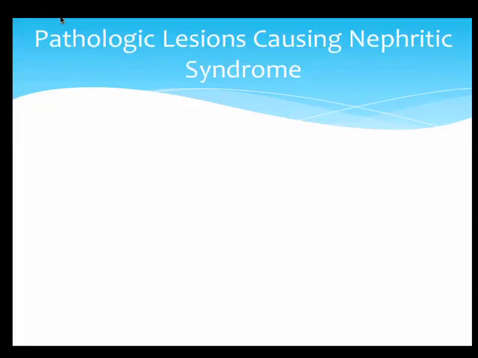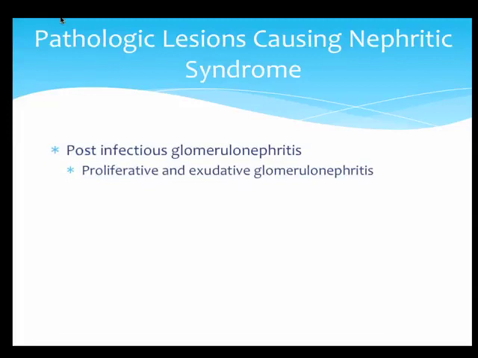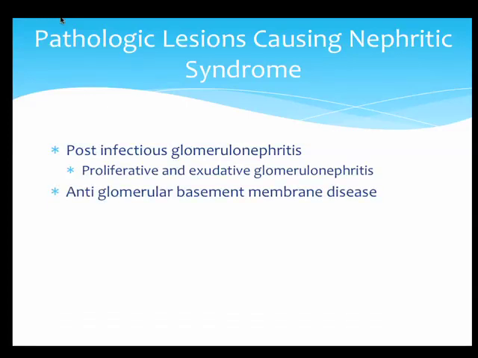So let's take a look at the different pathologic lesions that can cause nephritic syndrome. One of the most important is post-infectious glomerulonephritis, also called by its morphologic name proliferative and exudative glomerulonephritis. This particular name describes exactly what's going on pathologically in this particular process. Antiglomerular basement membrane disease is a relatively unusual disease, but does produce nephritic syndrome.